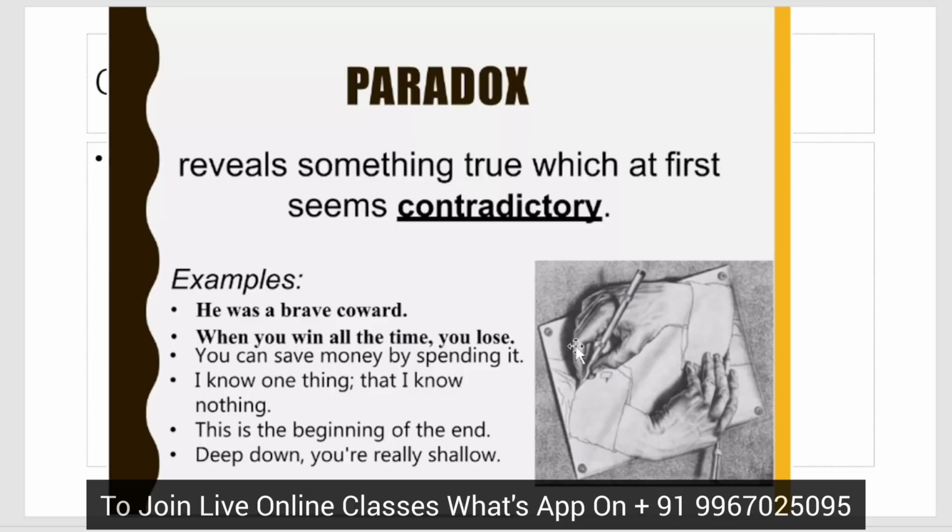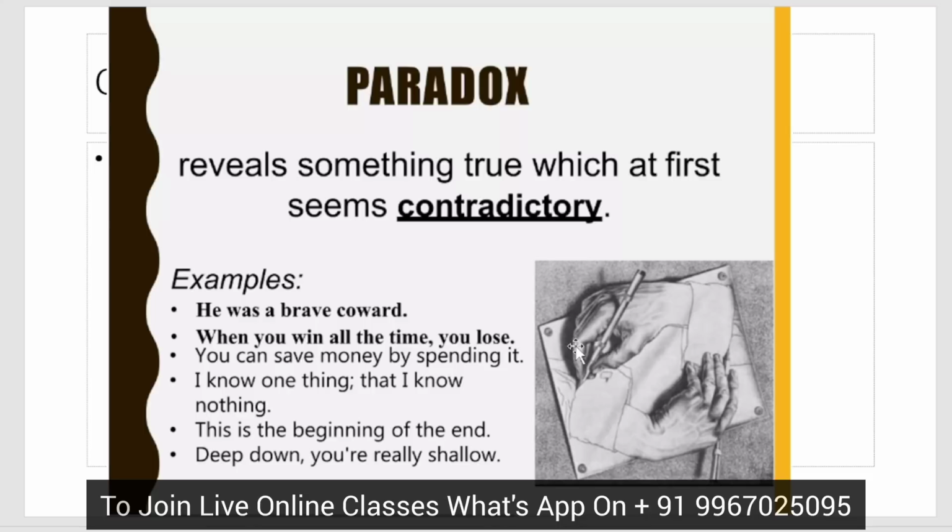Right. Now the next one is paradox. It reveals something true which at first seems contradictory. He was a brave coward. So he is a brave boy, but initially he appeared to be a coward. When you win all the time, you lose. It is again two contradictory things. You can save money by spending it. I know one thing, that I know nothing. Again, two contradictory phrases in the same thing.